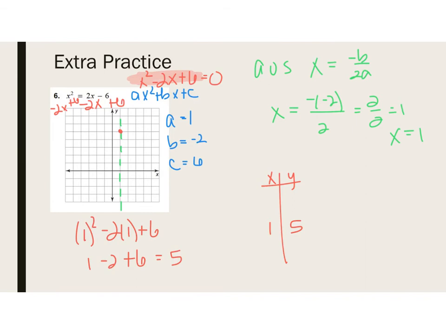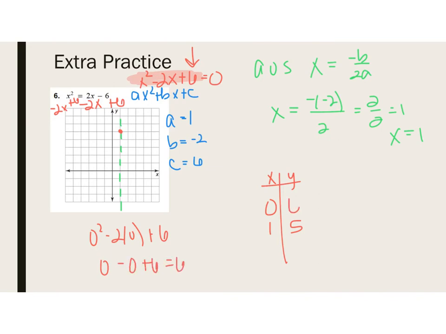Then I'm going to work on either side of that. So in this case, I'm actually going to work on the left, and I'm going to look at 0. And if you remember what I said 2 slides ago, the constant is your y-intercept. So my constant here is 6, and that should be my y-intercept. If I put in 0 squared minus 2 times 0 plus 6, that is 0 minus 0 plus 6, which is 6. So my y-intercept is 6.